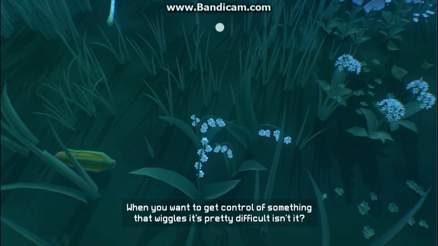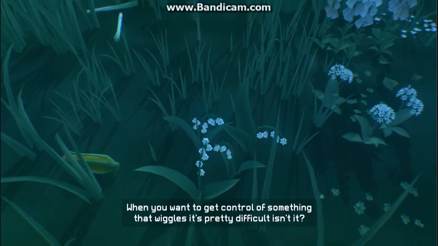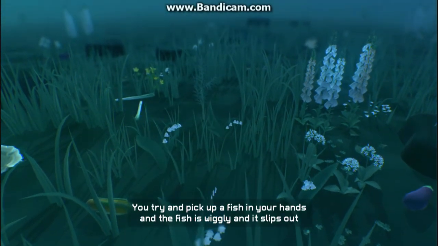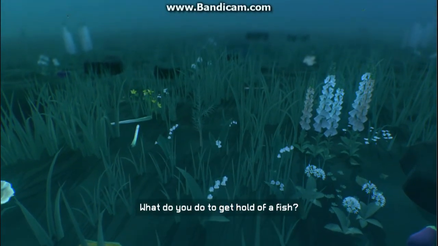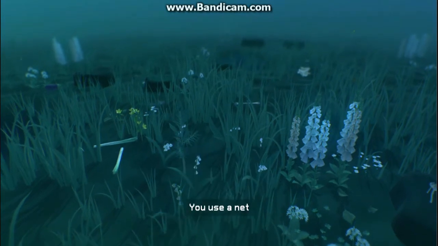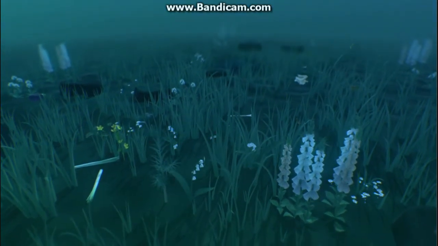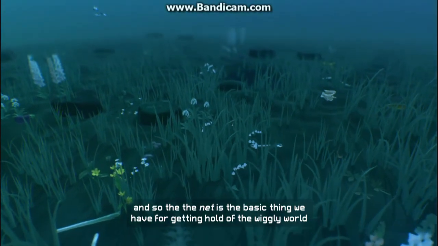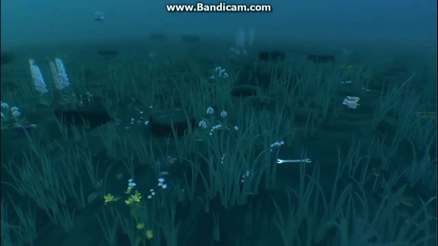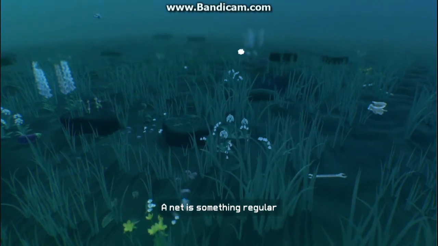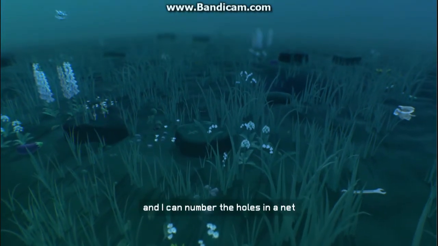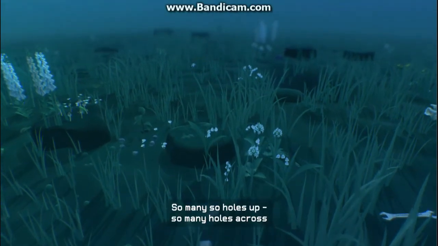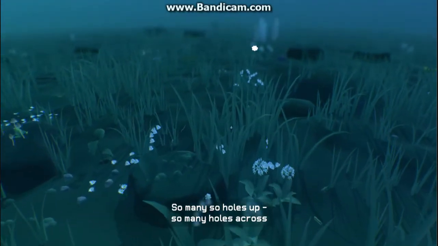Now then, when you want to get control of something that wiggles, it's pretty difficult, isn't it? You try and pick up a fish in your hands, and the fish is wiggly and it slips out. What do you do to get hold of the fish? You use a net. And so the net is the basic thing we have for getting hold of the wiggly world. A net is something regular, and I can number the holes in a net. So many holes up, so many holes across.